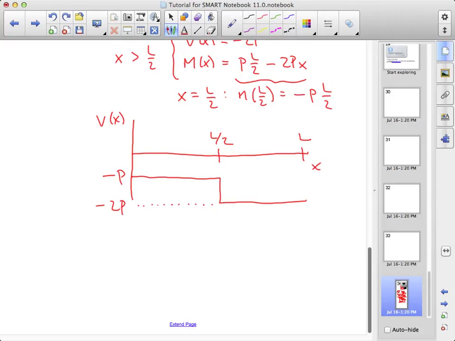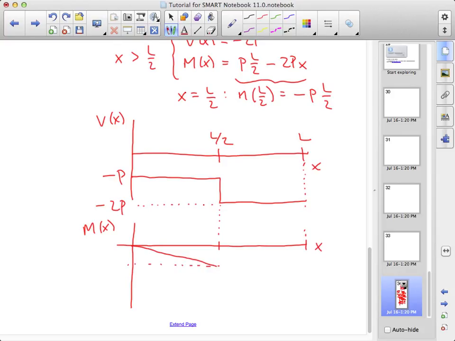Note also once again that as we move over to x equals L, the value of V is minus 2P. Given our sign convention, that's equivalent to 2P pointing up, and that matches the force reaction at the built-in support. We can also construct our expression for the bending moment. We have for x less than L over 2 that M is equal to minus Px. So we'll have a straight line with a value that approaches minus PL over 2 as x approaches L over 2.